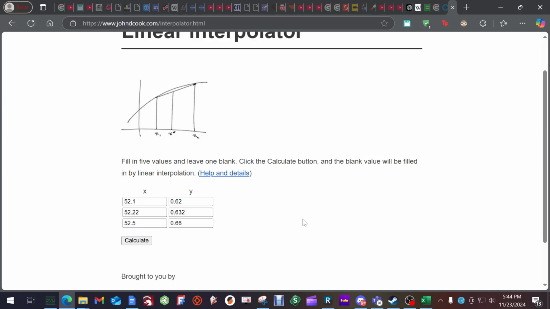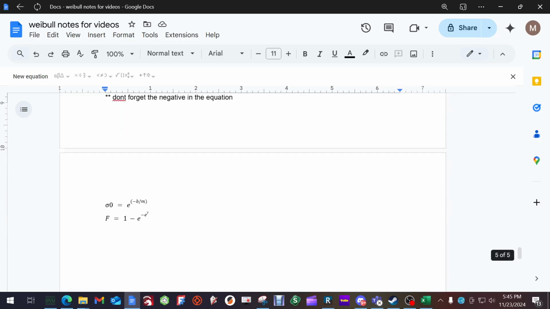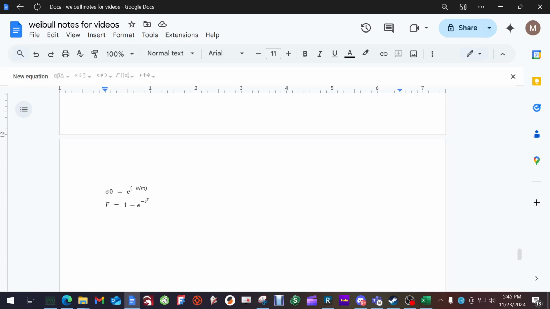Now, what's the other method of solving for that? Let's open up our notes. We know that the y-intercept b is equal to all of this business right here. So what that means is now b is equal to negative m natural log of sigma naught. We need to solve for sigma naught. So when we do that, we get sigma naught is equal to e to the negative b over m. b is not beta. That's just your y-intercept. That's just what it's called in math.